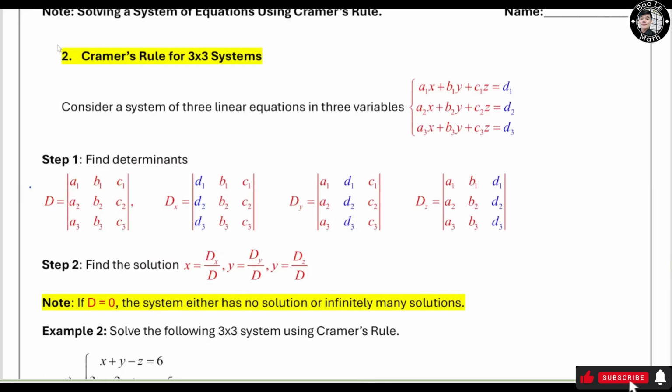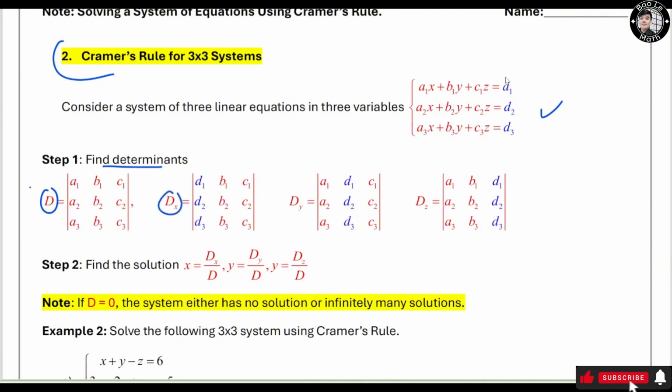Now let's move on to number 2. Cramer's rule for 3x3 systems. Now consider a system of 3 linear equations in 3 variables right here. Step number 1, we need to find the determinants. Now we need to find D first. Write the coefficients A1, B1, C1, A2, B2, C2, and A3, B3, C3 over here, right?